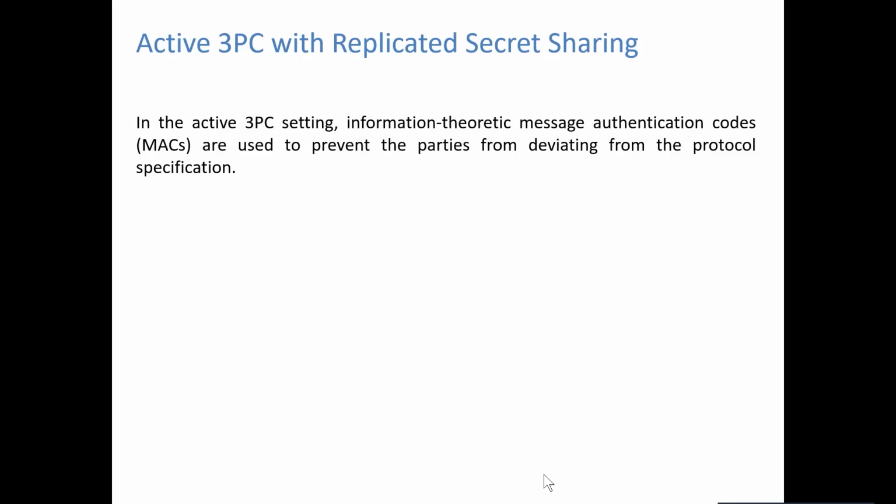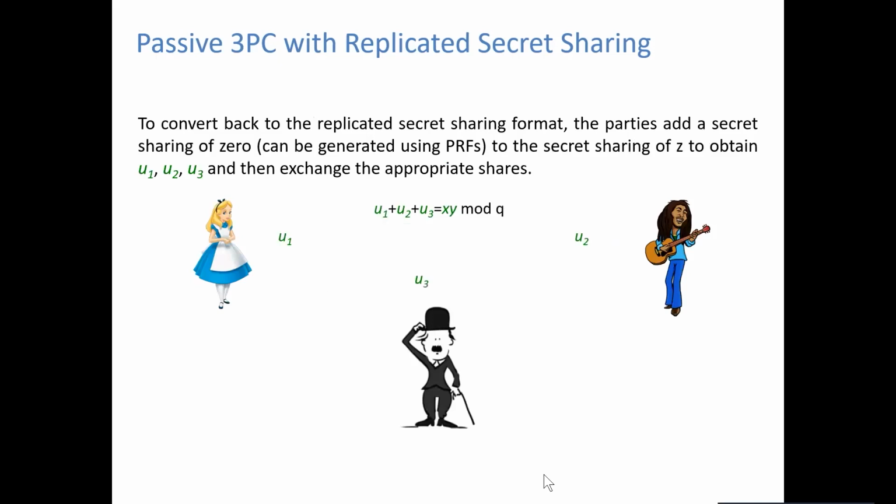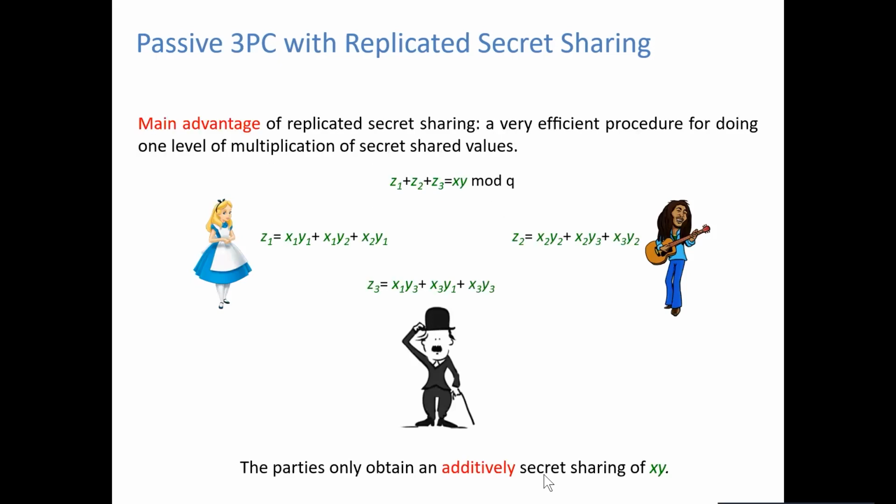Yeah. Oh, sorry. On the previous slide, in the passive case, did you mention how you get this multiplication result back to the replicated secret sharing? How do I get the additive from the additive? I understood that you can create a replicated secret sharing of 0, but what does it have to do with the multiplication result?